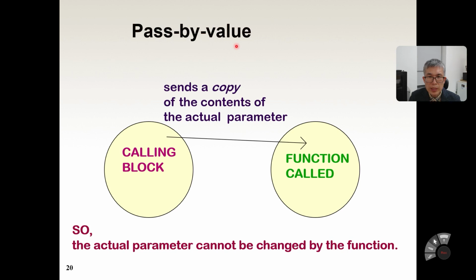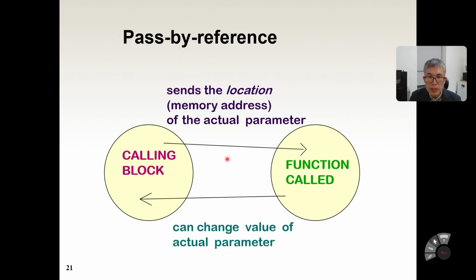So, pass by value, or call by value. We have the calling block with the function call, and then the called function. At that time the parameter is copied. The actual parameter's contents are delivered as a copy. So the actual parameter cannot be changed within this function. After return, there is no change.